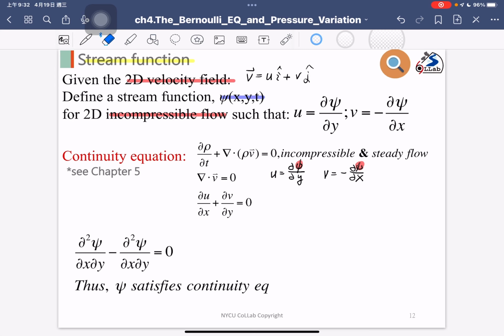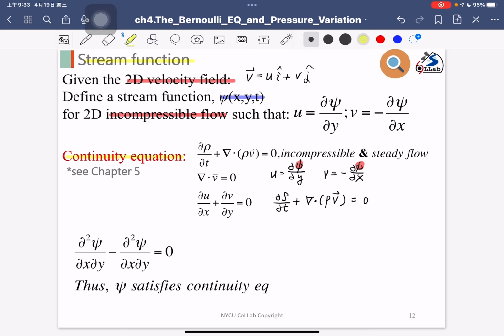And the very important equation I will teach in chapter 5. We call that the continuity equation. If you don't understand what the continuity equation is, no matter, because we will teach it in chapter 5. But we actually know the continuity equation is the differential of the density with time, plus the spatial gradient dot with the density multiplied by the velocity field vector, and the result is equal to 0. This is the continuity equation, okay? And I will teach you in the following class, especially in chapter 5.